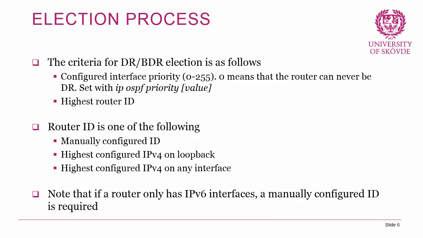So if we haven't configured priorities, or the priorities are equal, then the highest router ID will win. A router ID, as we explored before, will be one of the following: either a manually configured value set with the router ID command, or the highest configured IPv4 address on a loopback. And if that doesn't exist either, it's going to be the highest configured IPv4 address on any physical interface.